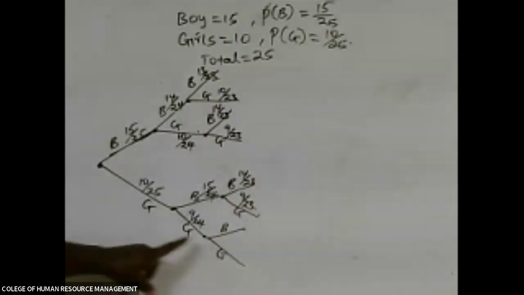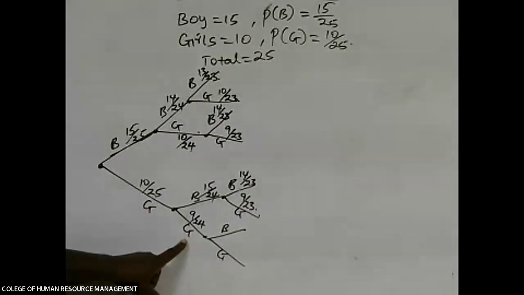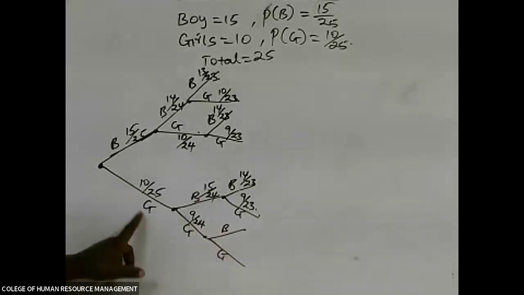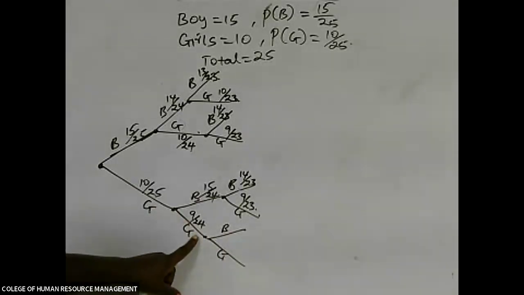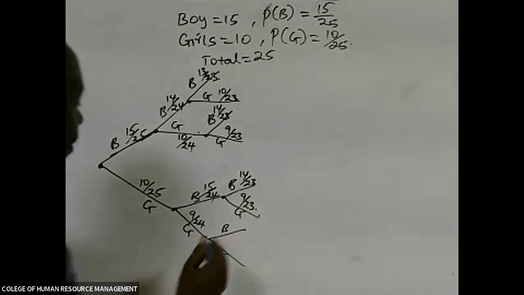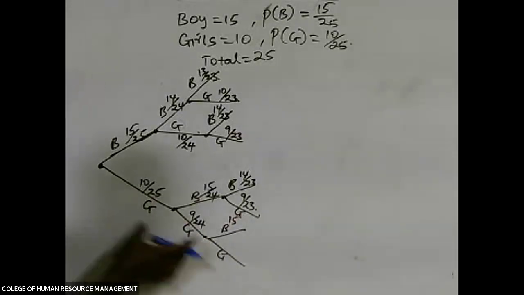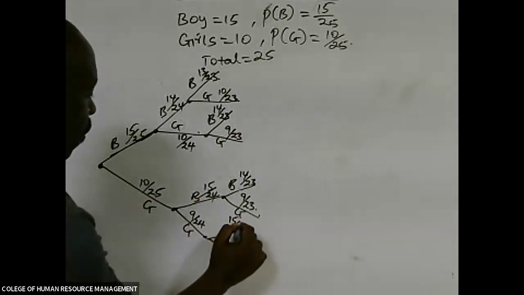What about here? Boy, girl, girl. So we have already removed 2 girls. We have not removed any boy along that line. The first one was a girl, the second one is a girl, so the boys are still 15. But now that 2 girls are taken, it is over 23.